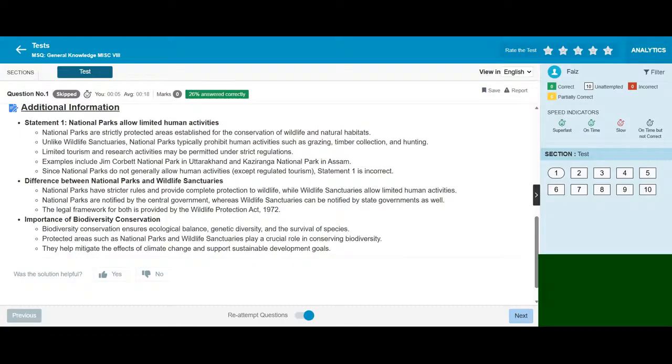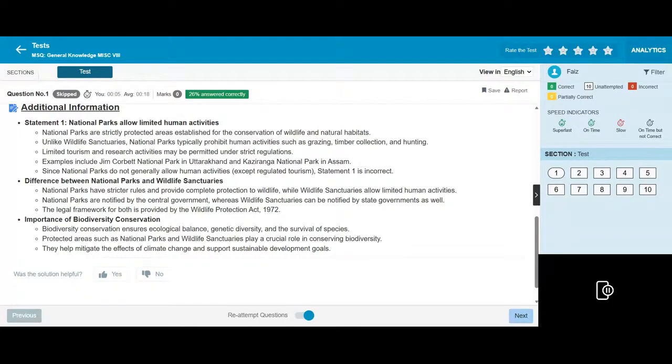Since national parks do not generally allow human activities, this is the difference between national parks and wildlife sanctuaries. National parks have strict rules and provide complete protection to wildlife, while the wildlife sanctuary allows limited human activity. National parks are notified by the central government. Wildlife sanctuaries can be notified by the state government as well. The legal framework is part of the Wildlife Protection Act.